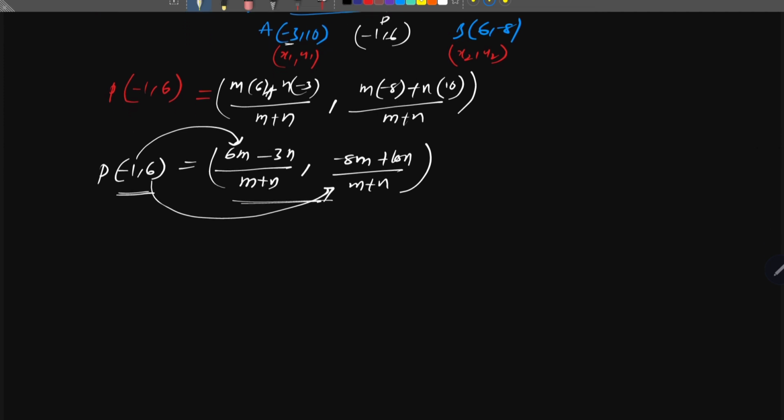So now I am preferring the x coordinate equation. So minus 1 is equal to (6m minus 3n) divided by (m plus n). By cross multiplication, minus m minus n is equal to 6m minus 3n. Now separate m and n, sending terms to opposite sides.